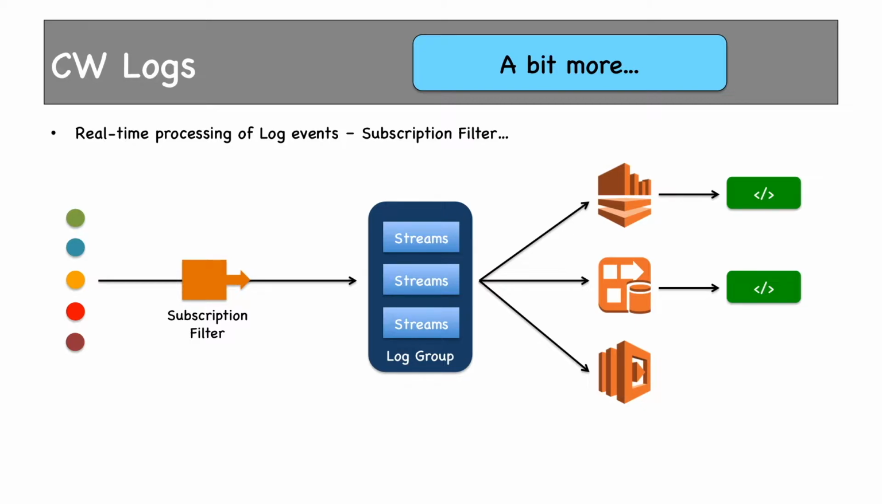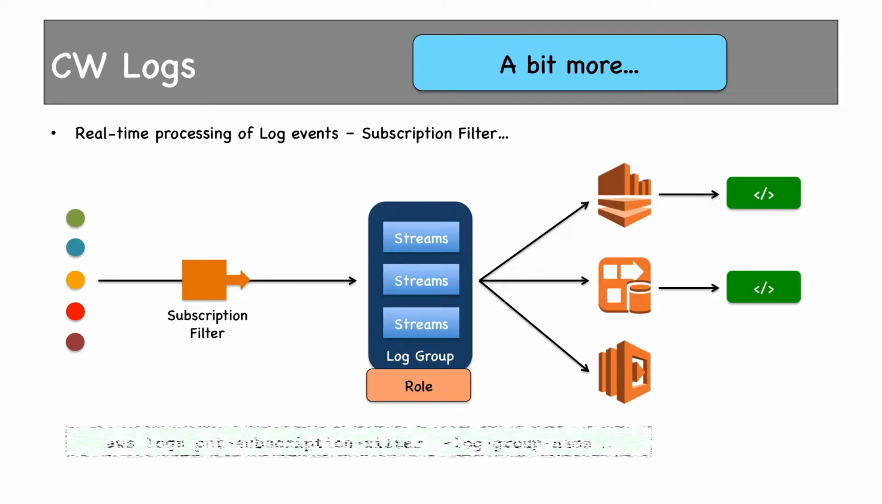We have to create an additional component which is a role. The role has to be created so that Cloudwatch Logs can put data into Kinesis streams. This is the command to create subscription filter: aws logs put-subscription-filter. And then you have to mention other parameters. You can refer to AWS CLI command reference to get the complete command syntax.